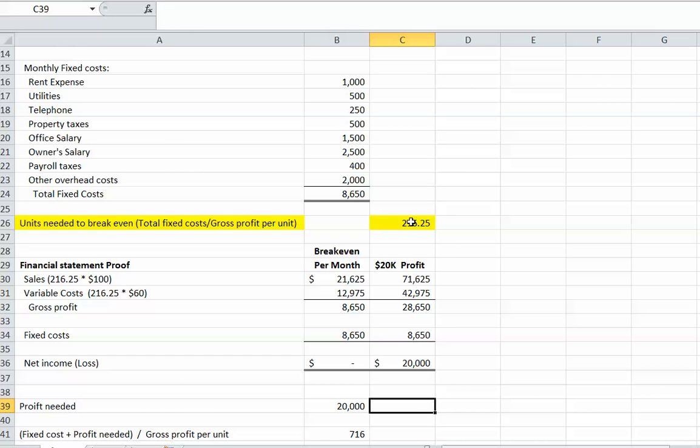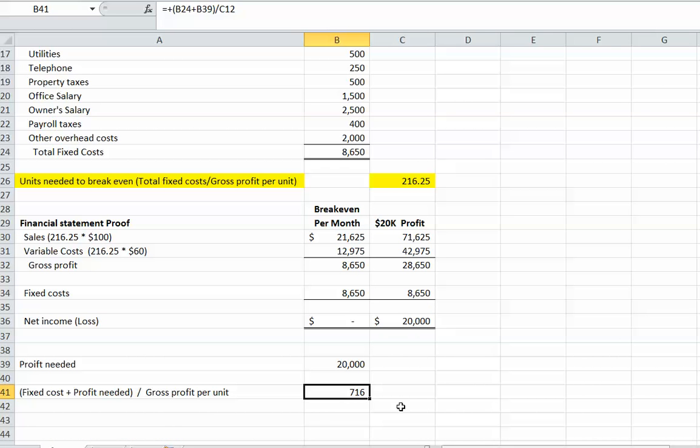So I can not only tell what my break even is, but if I want to make a certain profit, I can calculate how many units I need to sell. This is necessary for every business owner to understand and to master.